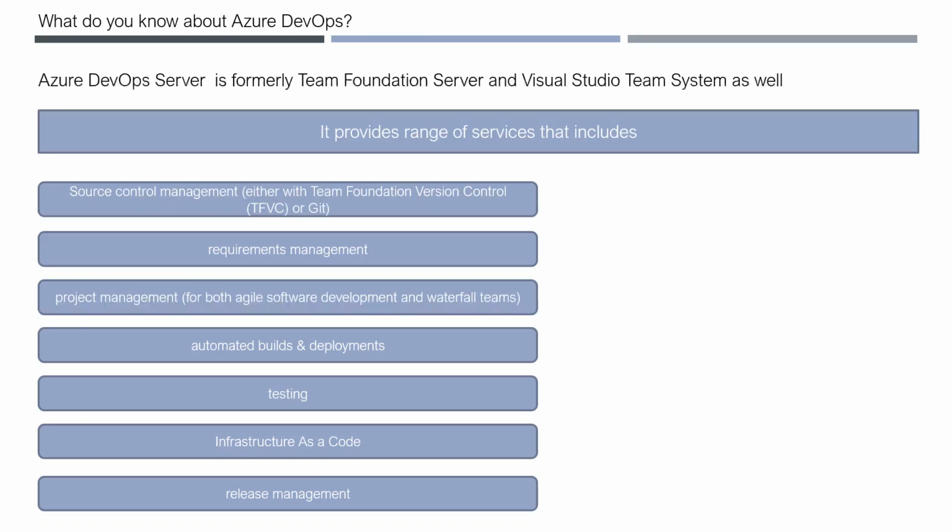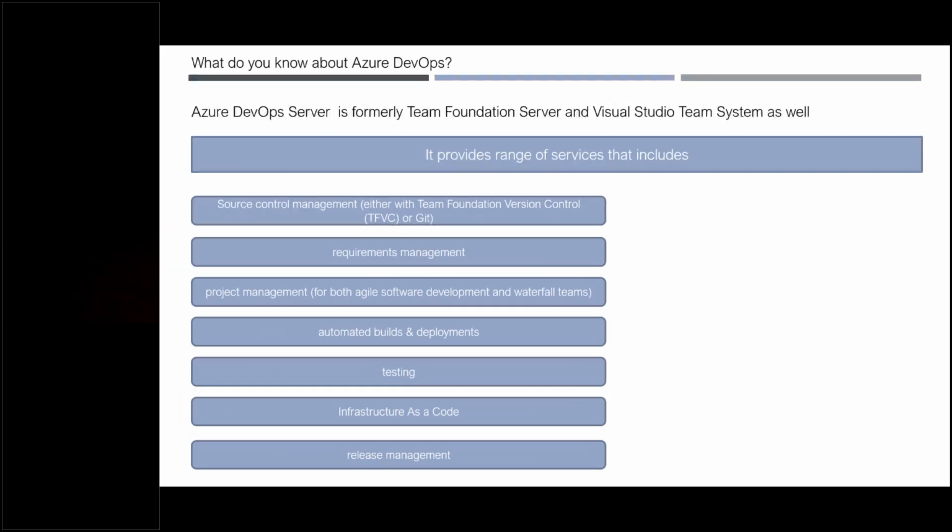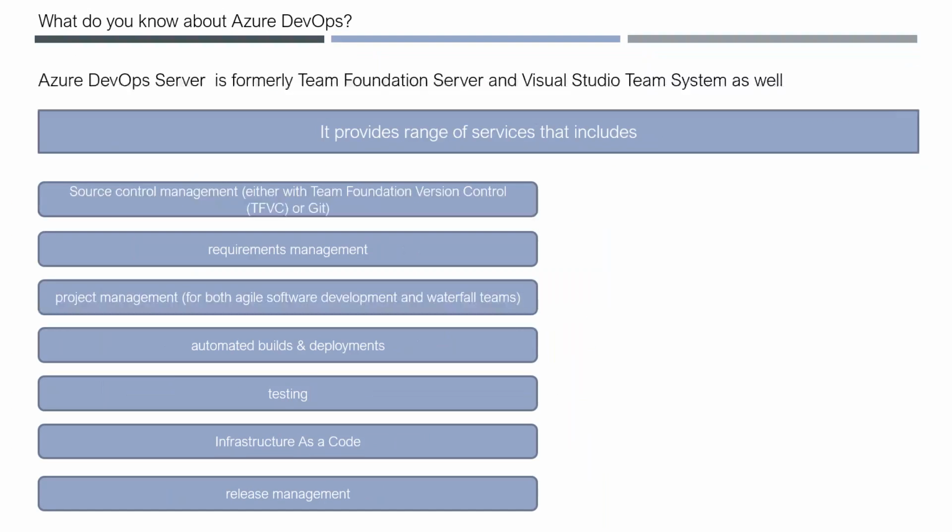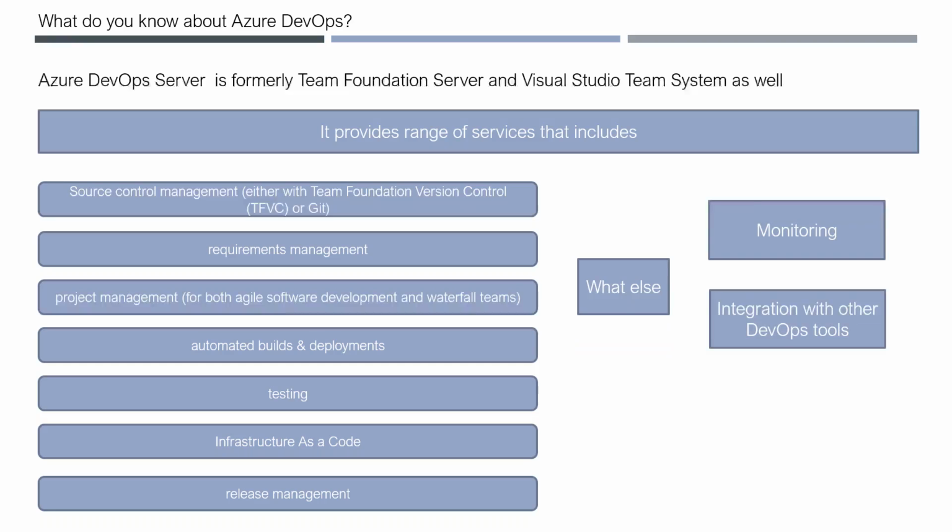So these are the different things that are available in Azure DevOps. Now we can relate the manual activities in the software development lifecycle and what you can do in Azure DevOps. And these are the different features available. And then one last thing. We did not talk about monitoring, integration with other DevOps tools, and reporting.